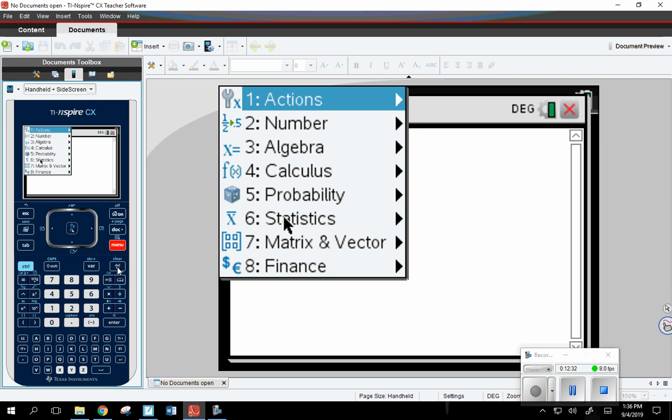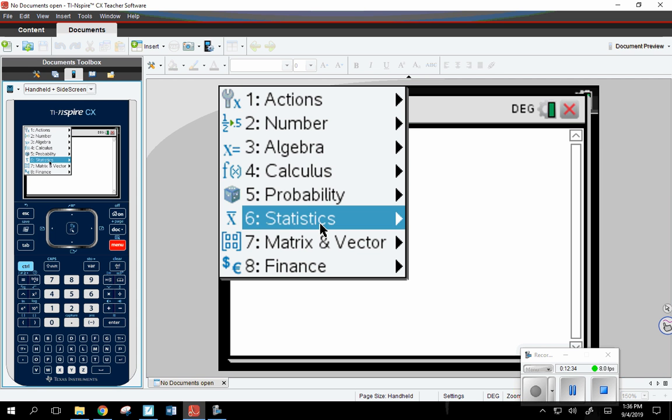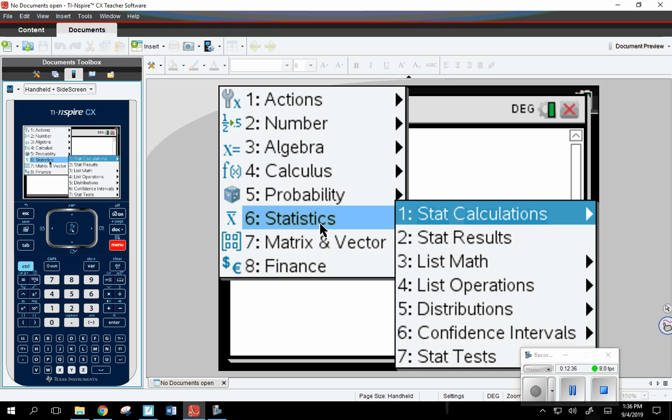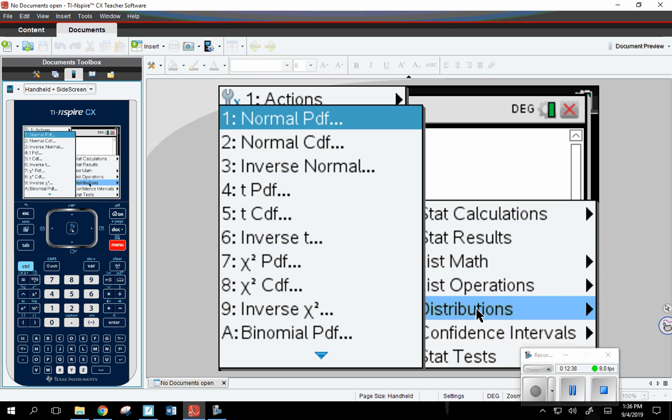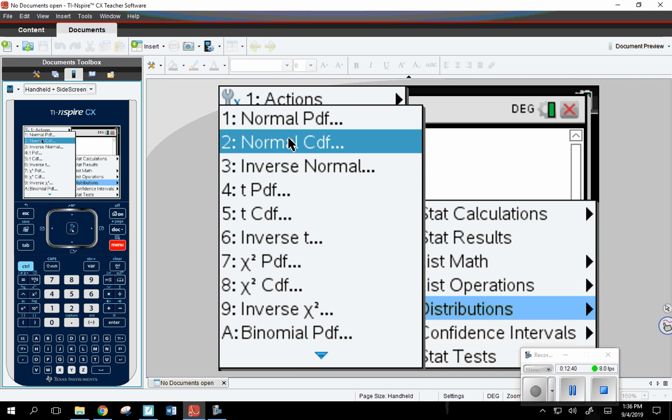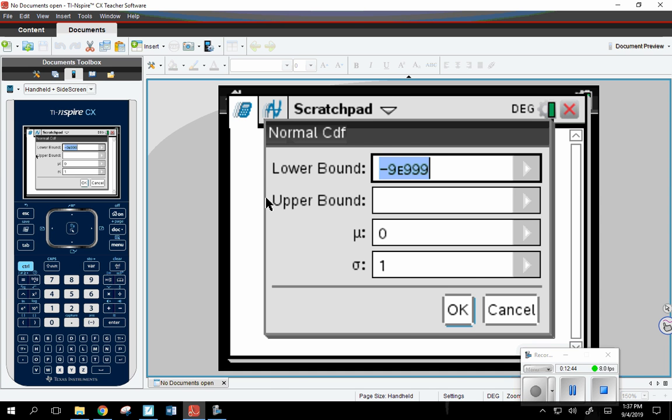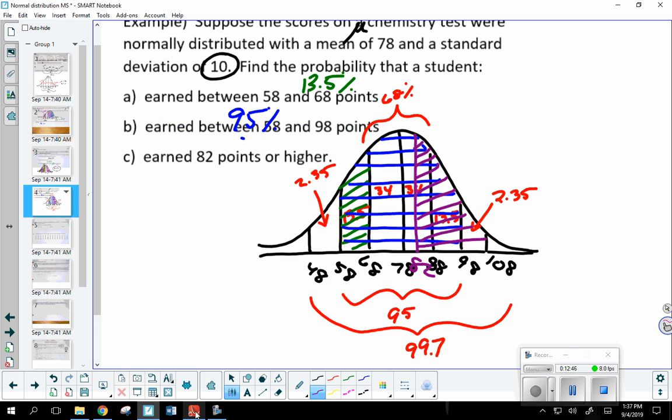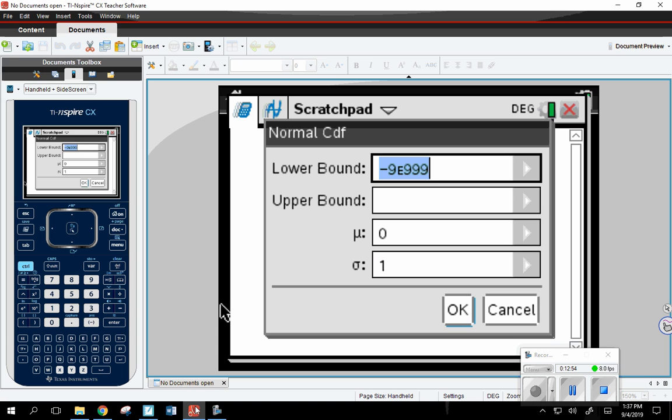Menu. Statistics. Okay. Distributions. This is a normal distribution. We want normal CDF. Always, always CDF. Okay. So we want everything 82 or higher. So that means 82, you're what? Is that an upper or a lower? It's a lower. Okay, so I'm going to come on over here.